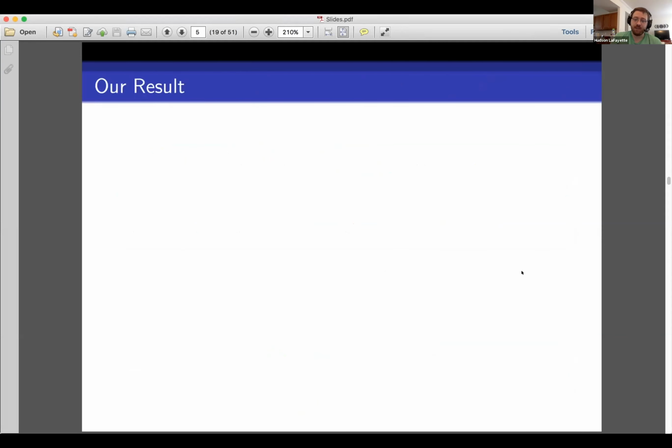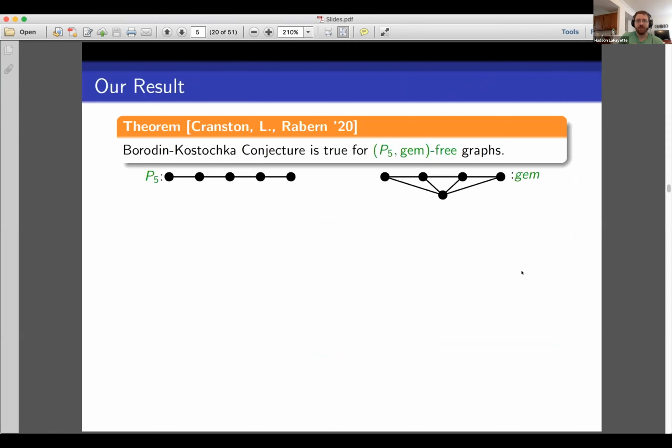And then our result comes in, and we proved it for P5 gem-free graphs. So again, a P5 is a path on 5 vertices. Gem is a path on 4 vertices with a vertex adjacent to the whole 4 path. And so H-free means, of course, we don't have these as induced subgraphs.